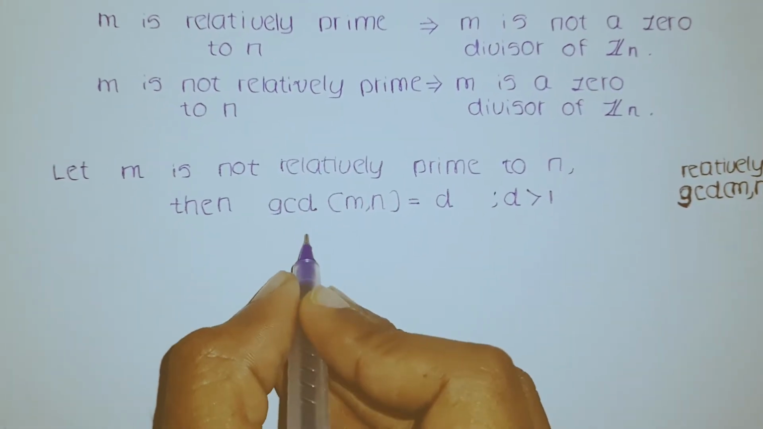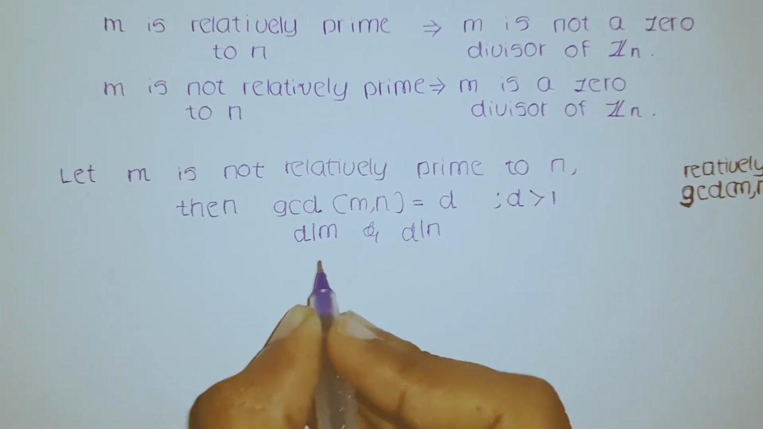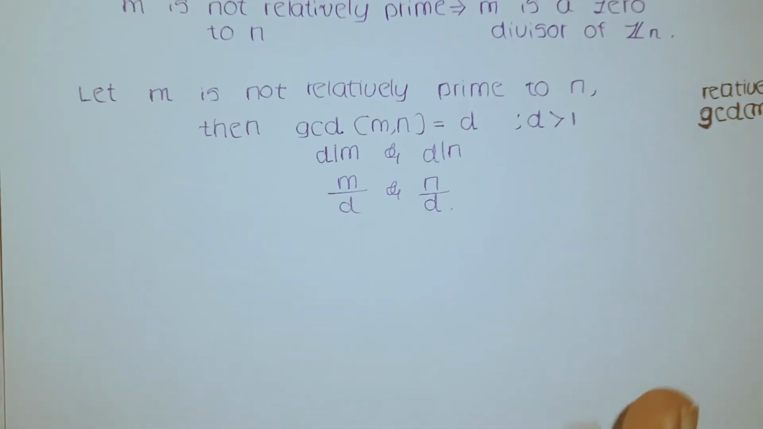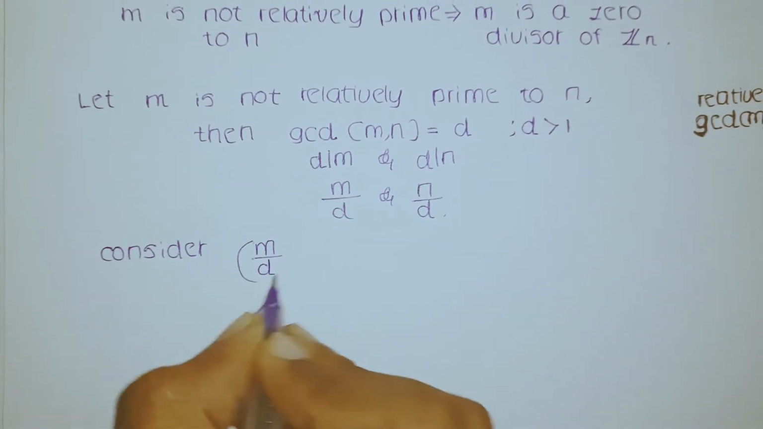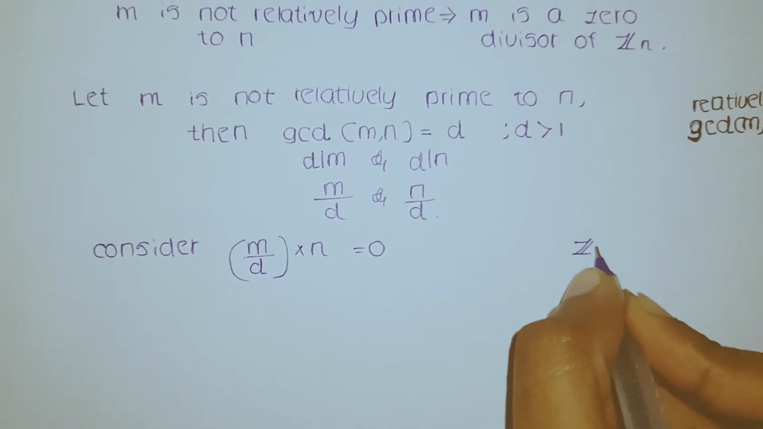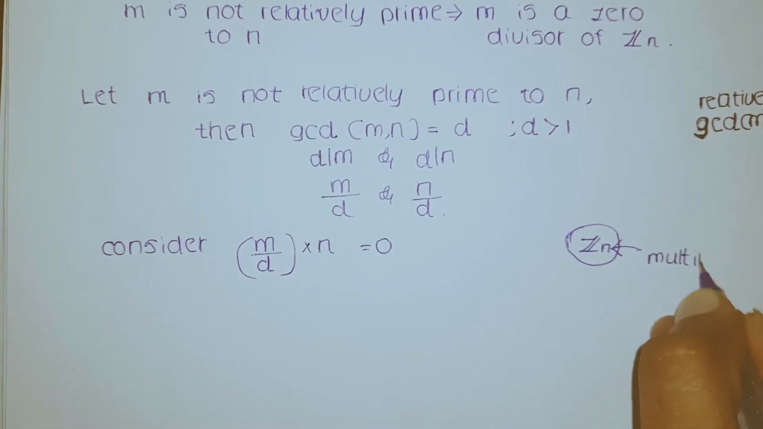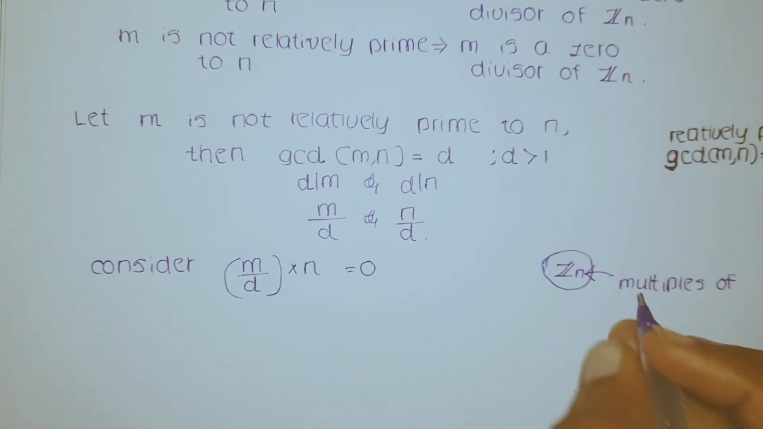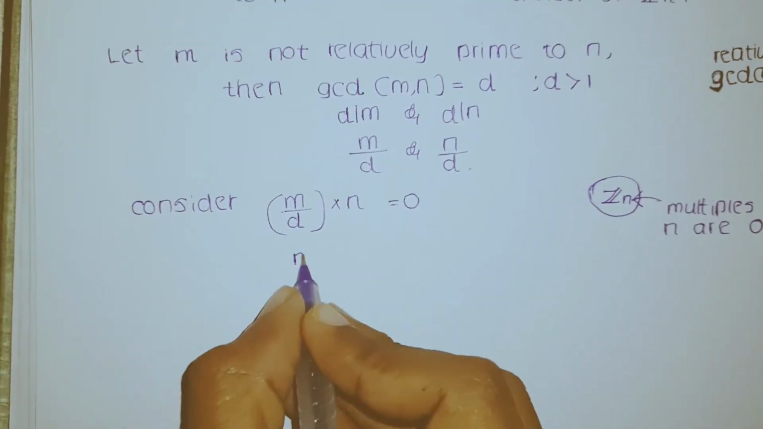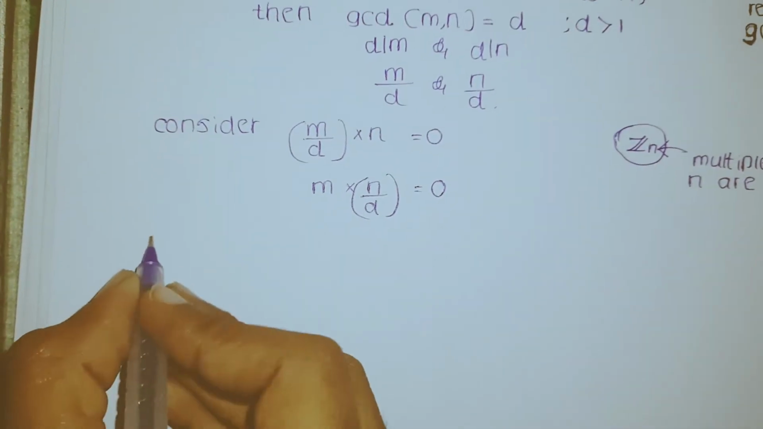So D divides m and D divides n, so m divided by D and n divided by D are integers. Consider (m divided by D) times n, that is equal to 0. That's because the multiples of n are 0 in Zn because of the modulo n. Then replace D as the denominator of n, and that is also equal to 0.